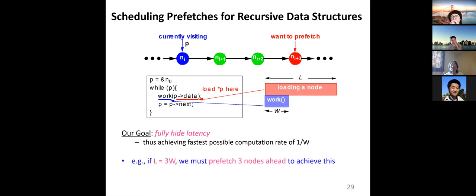So let's, for example, assume that the latency of loading a node is 3 times that of working on the node. And it's not impossible. The work can be a simple function that does a few manipulations, and a load is a memory access that takes hundreds of cycles, right? So if this is 100 and this is 30, this is exactly the rate 1 to 3, right? So this is not an impossible situation. If we had roughly this rate, we must prefetch 3 nodes ahead to achieve this, right?